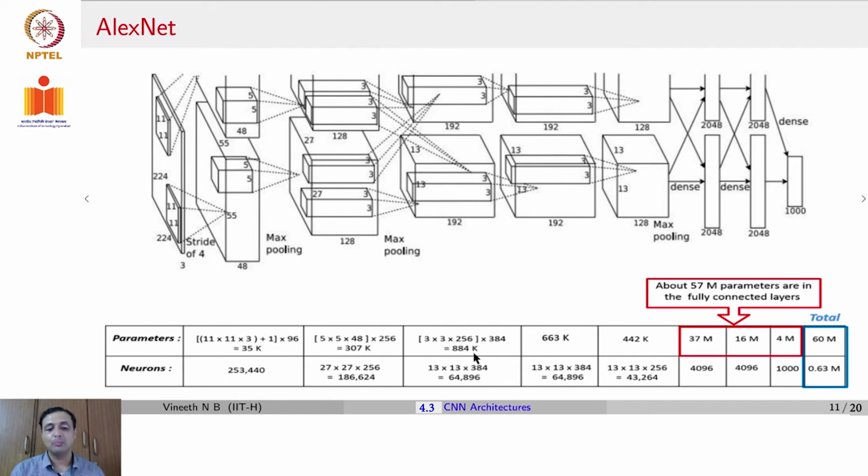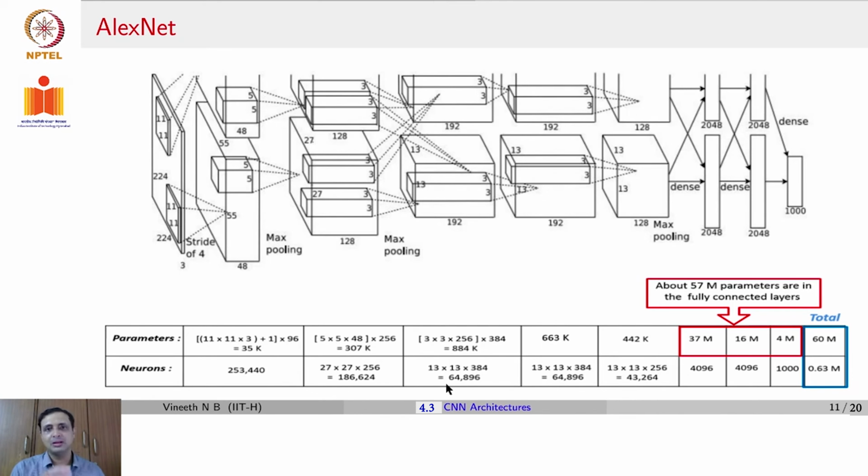Third layer, new parameters are 884k, number of neurons are 64,000. So you can see that the number of neurons is reducing because the size is reducing after applying pooling. By a neuron, we mean each pixel in a feature map in the next layer. That's what constitutes a neuron here.